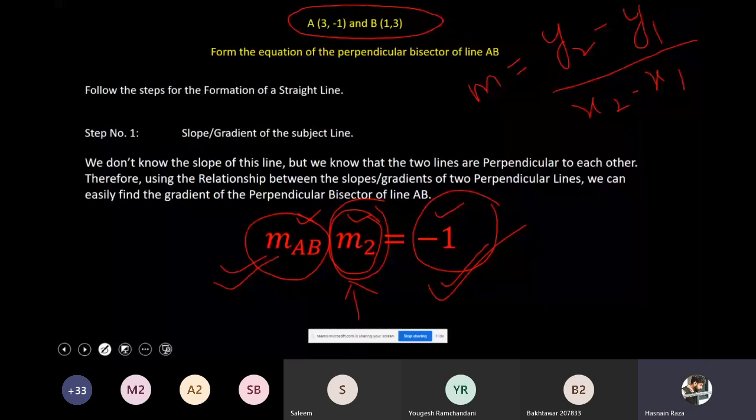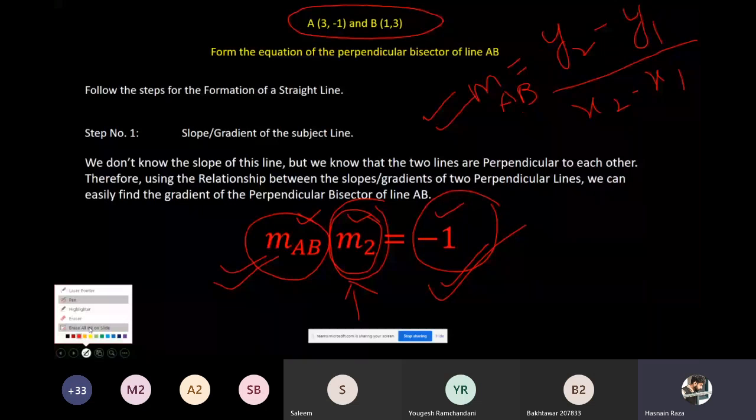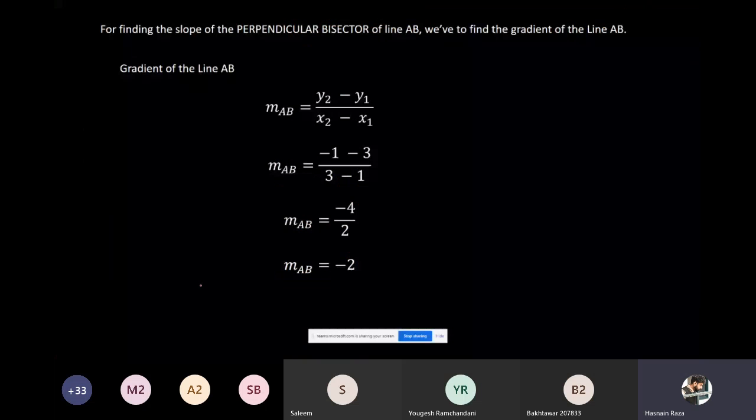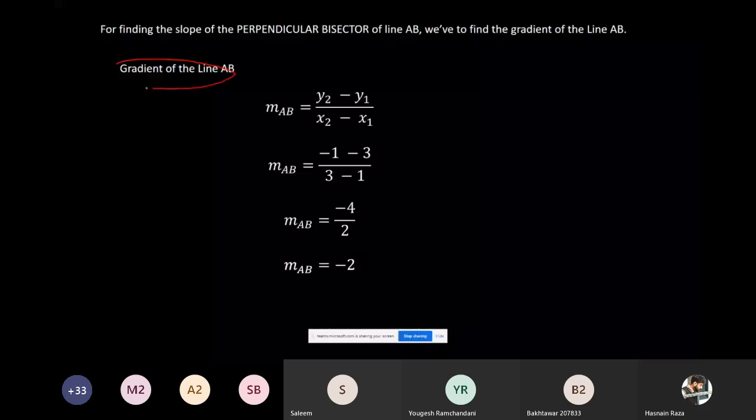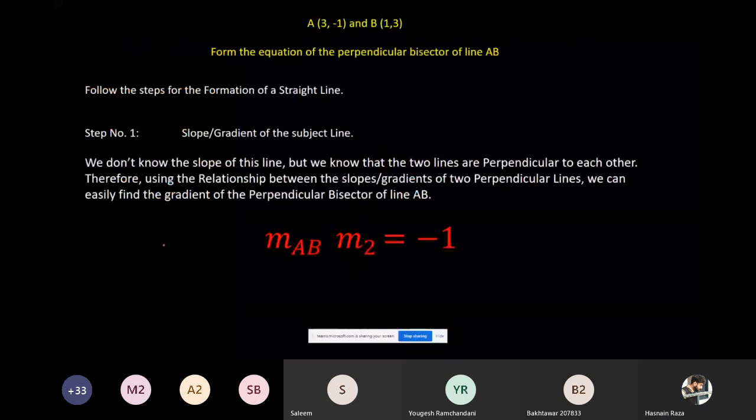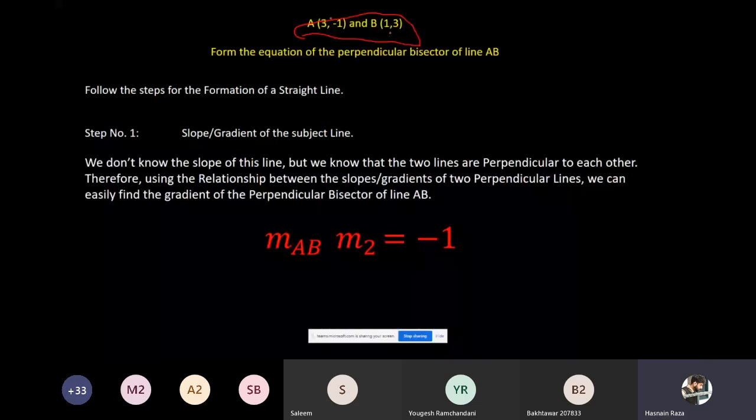So at step number 1 itself we came to know what are the things that we have to do. Now look, for finding the slope of the perpendicular bisector of line AB, we have to find the gradient of line AB itself. So gradient of line AB, we know the coordinates, they are both the y coordinates and both the x. So -1 -3 upon 3 -1.